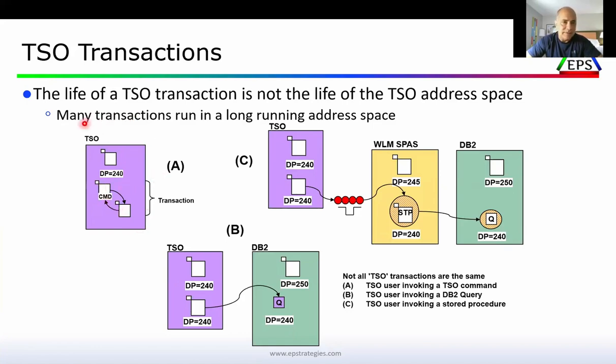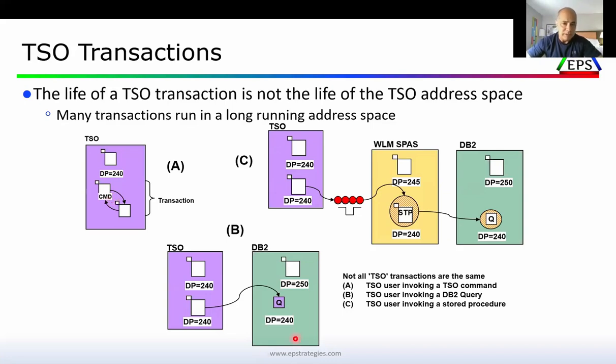This is what I'm saying. The life of the address space is the big address space. But every time we, quote unquote, fork into a different TCB for a command processor, we understand that transaction. So we know that that might be a short response time goal. We know the CPU time, which means we could choose to put it into a multiple period service class, depending upon how much CPU time the transaction is consuming.